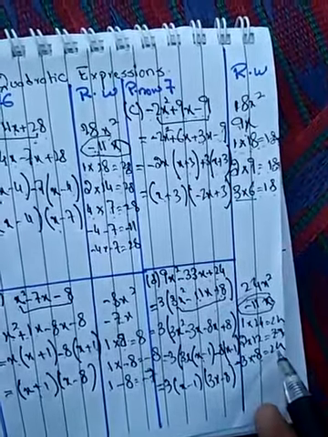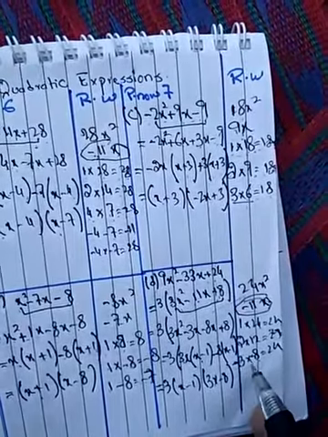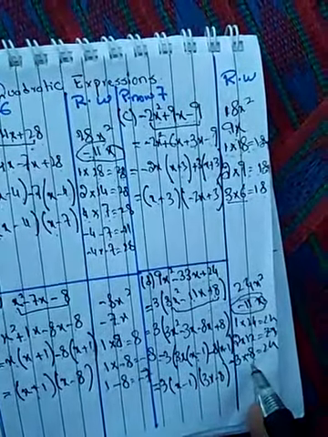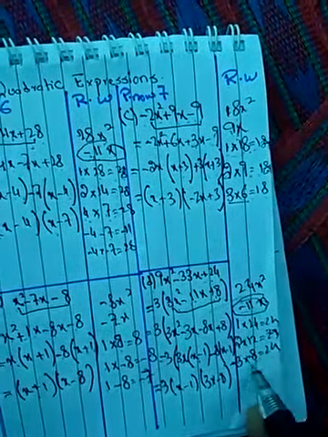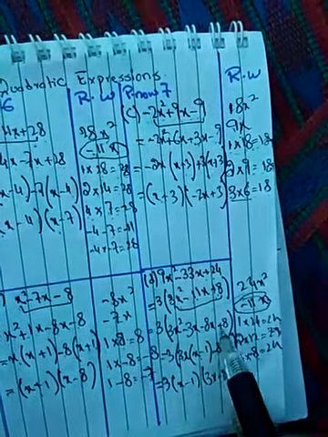3 into 8 is equal to 24, and when we add 3 and 8, we have 11, but we have to place a negative sign with both of these numbers, because by adding these numbers we require minus 11. So minus 3 and minus 8 are our required factors. We write these as 3x square minus 3x minus 8x plus 8.